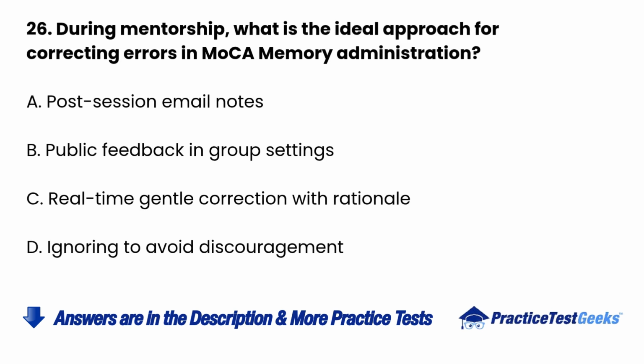26. During mentorship, what is the ideal approach for correcting errors in MoCA memory administration? A. Post-session email notes. B. Public feedback in group settings. C. Real-time gentle correction with rationale. D. Ignoring to avoid discouragement.